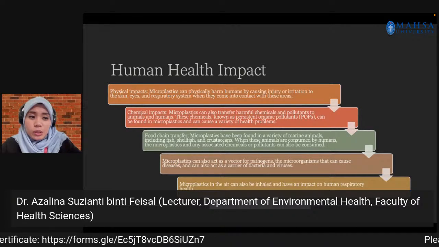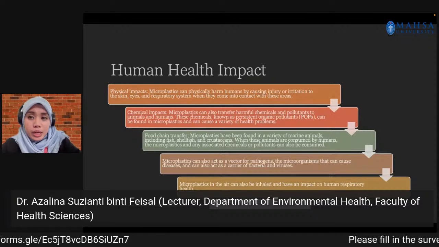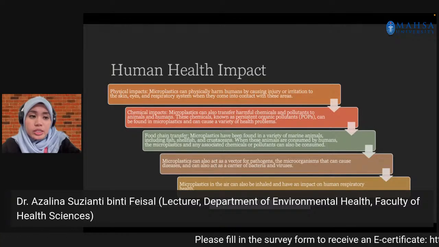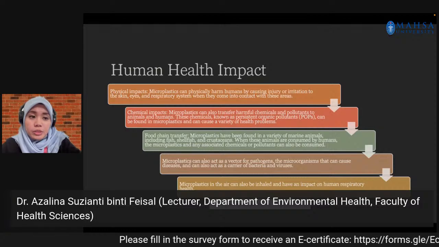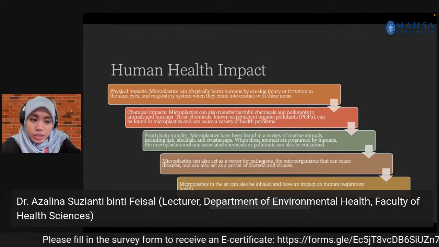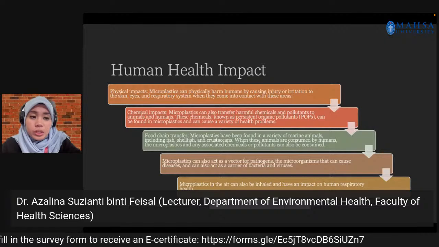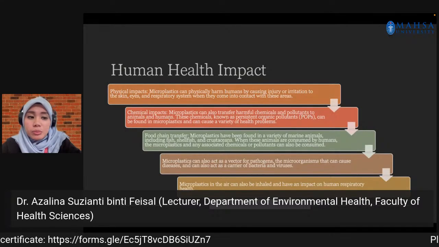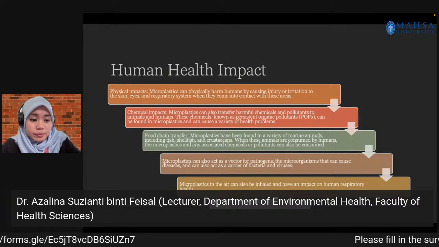So in conclusion, microplastic pollution can affect human health in a number of ways, including physical injury, chemical exposure, food chain transfer, and acting as a vector for pathogens and bacteria. While the research is still ongoing, it's important for us to take steps to reduce microplastic pollution in order to protect our health and environment as well.